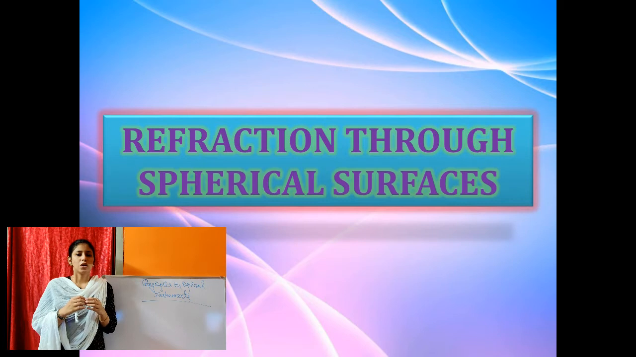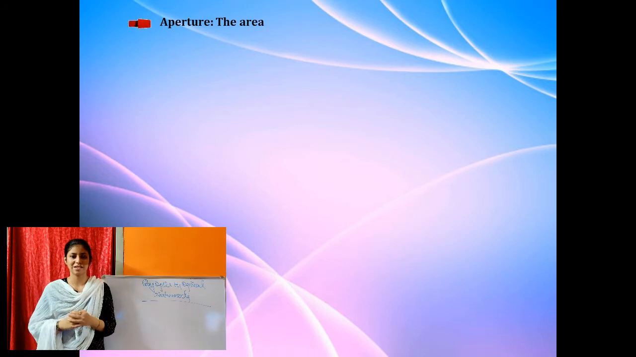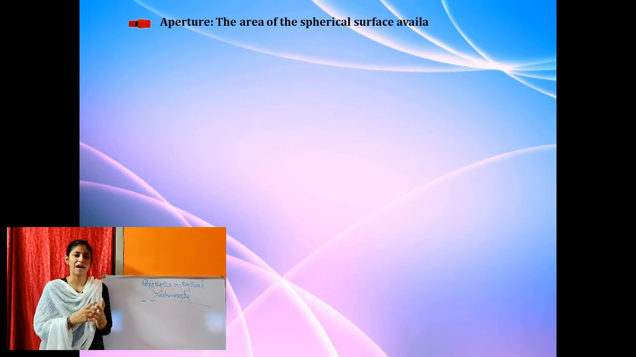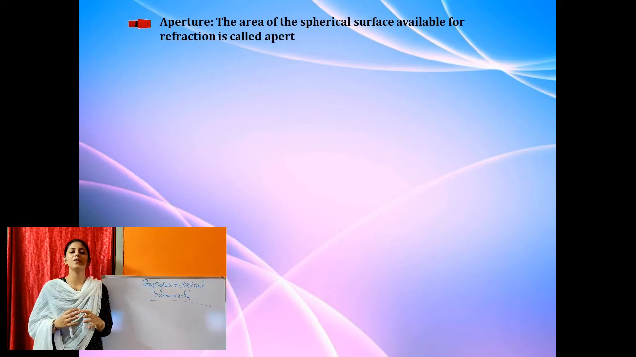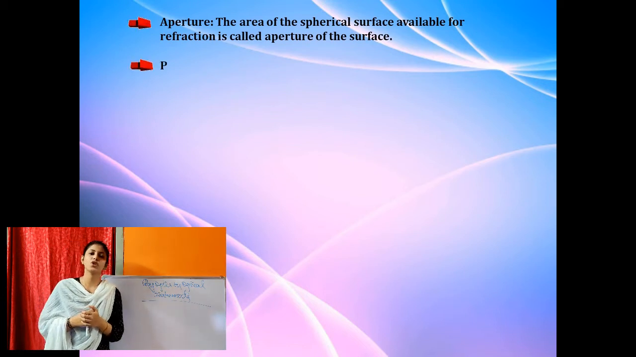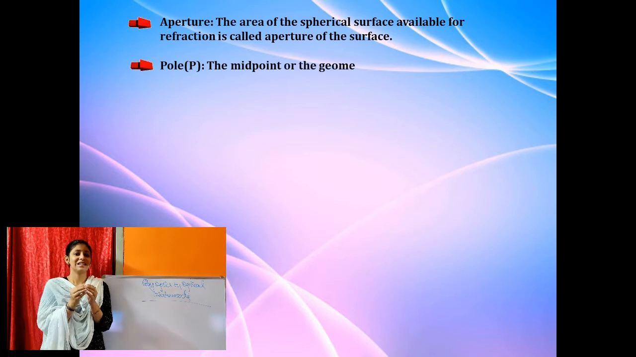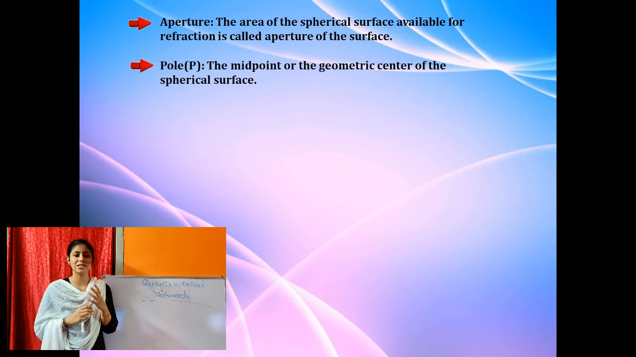In the case of refraction through spherical surfaces, you need to know some basics. The definition of aperture: the area which is available for the refraction is nothing but the aperture. Next is the pole. Like in case of reflection, the midpoint of the spherical surface, which should be solid, is called the pole.